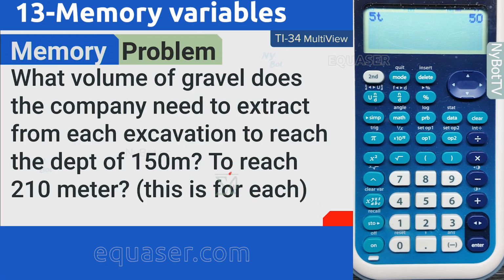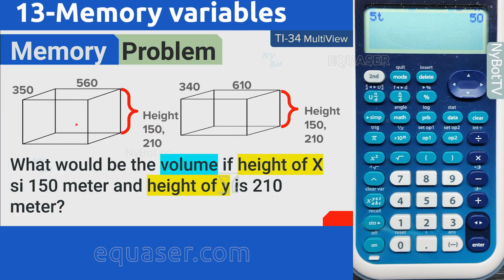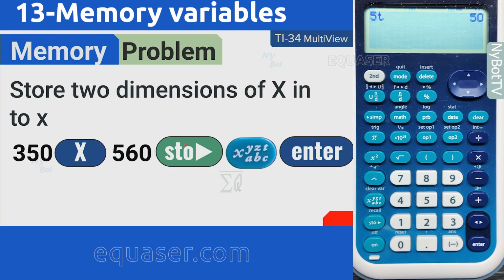This is for each. So now for this, we want to find out at 150 and at 200 and 210, how much cubic meter of gravel will be excavated, and for this dimension also. Now for X and Y we will do it.